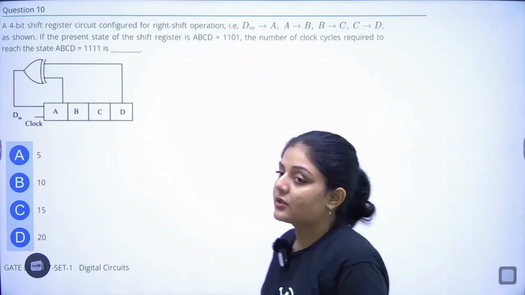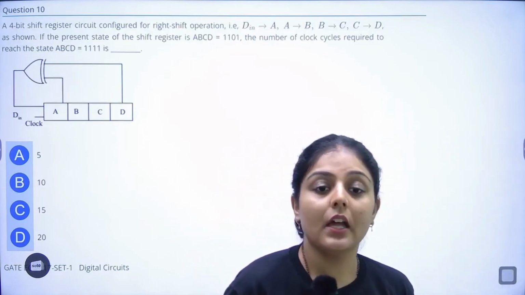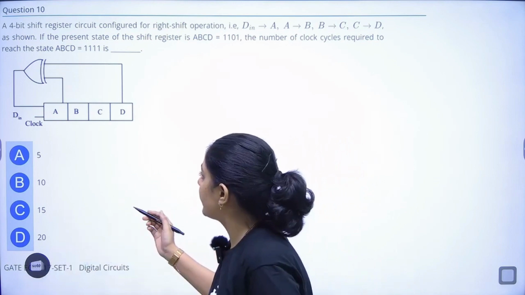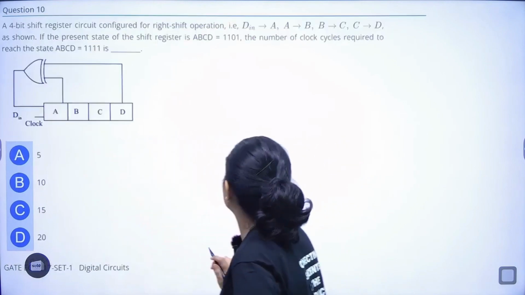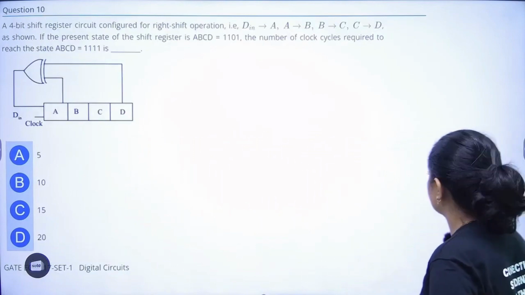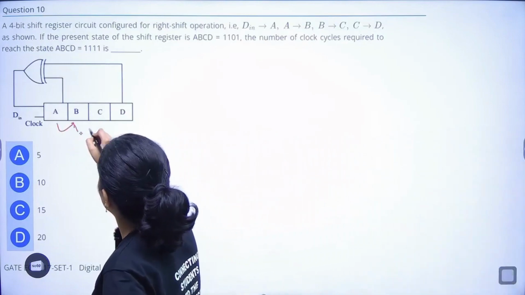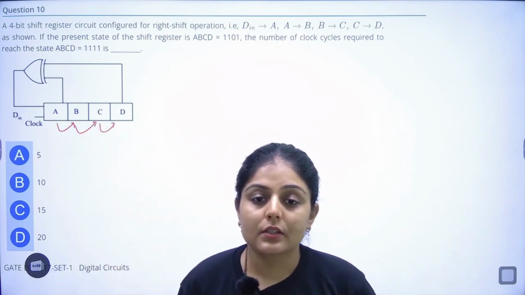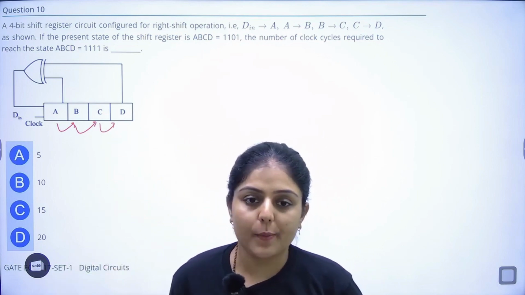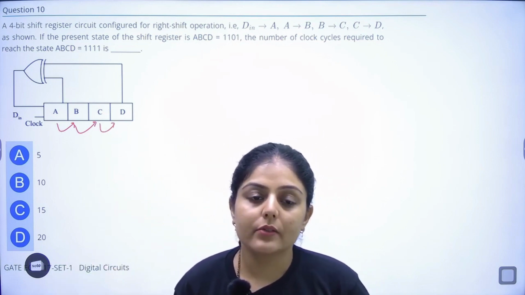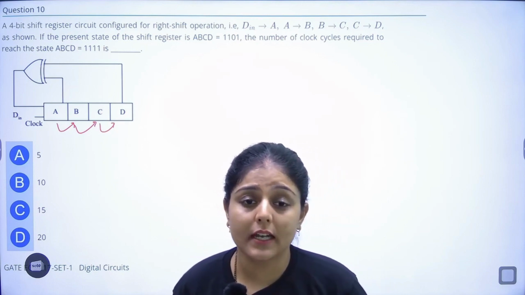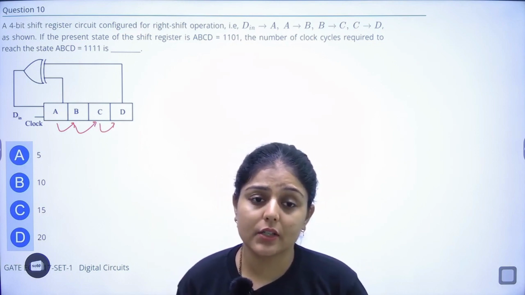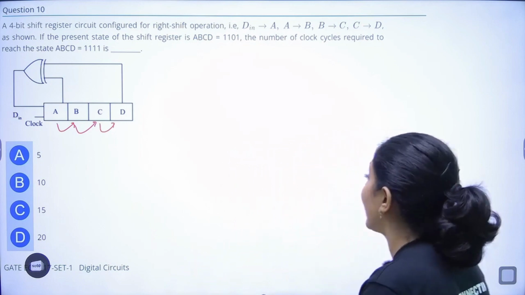Moving on to the next question. So the next question says that a 4-bit shift register circuit is configured for right shift operation. So what is happening is shifting to the right, moving like this. They have represented the operation also: A to B, B to C, C to D, as shown. If the present state of the shift register ABCD is 1101, the number of clock cycles required in order to get ABCD equal to 1111.